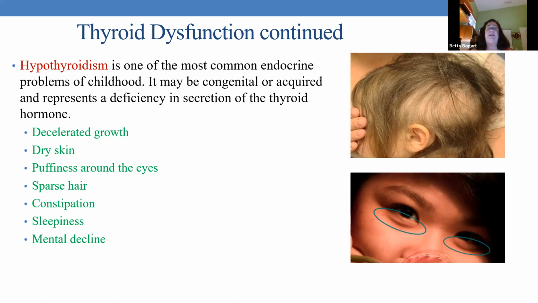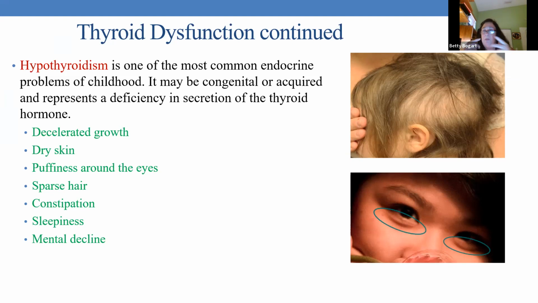But what do we see in hypothyroidism? The signs and symptoms are what tells us first. All the things you see in adults: dry skin, constipation, cold intolerance, all that you see. But the big thing with children is that decelerated growth. They're not growing as well.